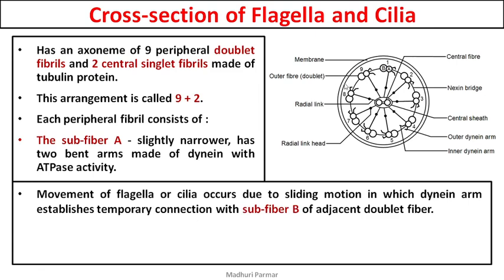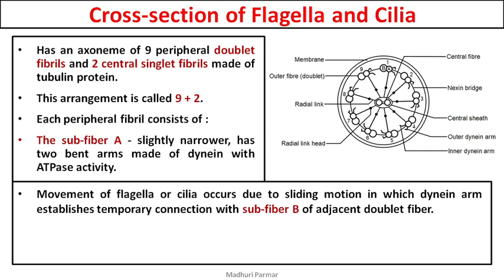Movement of flagella or cilia occurs because of sliding motion. So if somebody asks you how does a cilia or flagella move, it moves by sliding on one another. Okay, so just imagine these are tubes, right? You have so many tubes all joined together. Now some of these tubes will move upwards, okay, they will move up and some will move down. When that happens, they slide on one another.